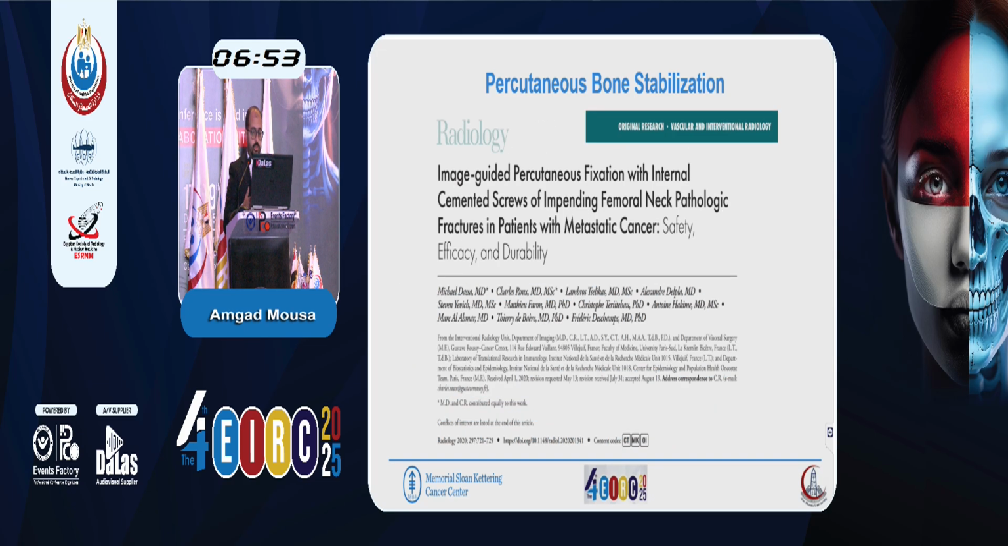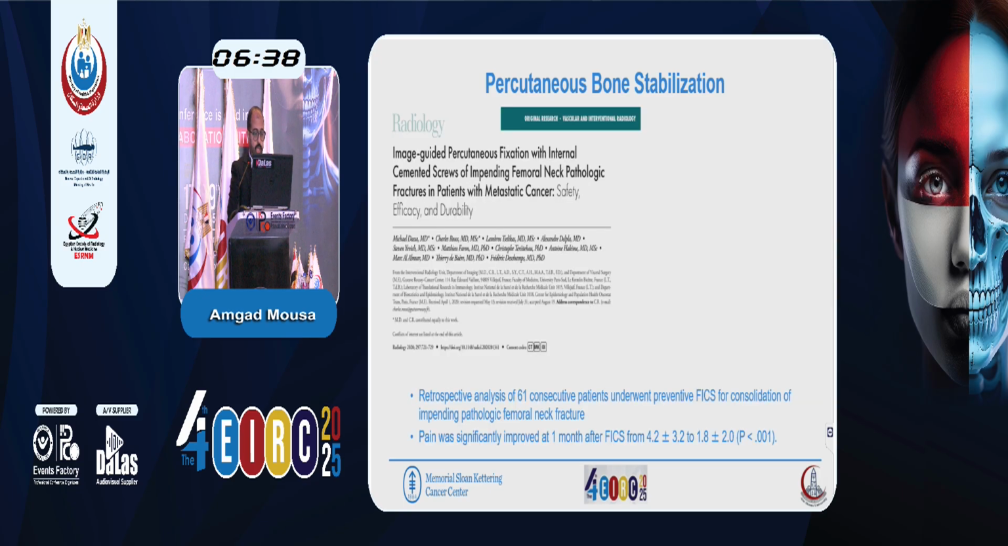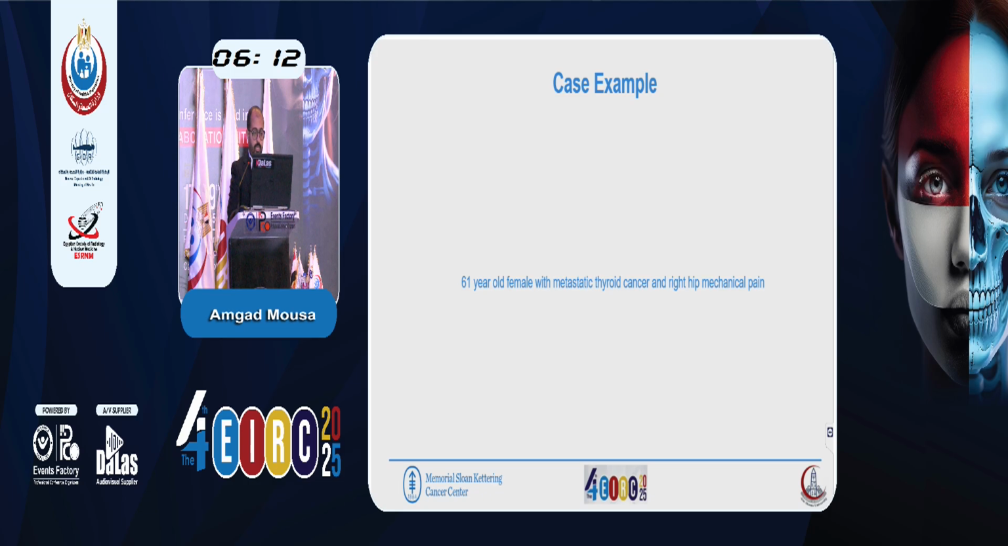Then they started to expand on this. Now that we know how the forces on the pelvis work, we can expand it to other areas in the body, such as impending femoral neck pathological fractures, such as in patients with metastatic cancer, from the same group in France, where they looked at 61 consecutive patients who had fractures in the femoral neck or impending pathological fractures in the femoral neck, and they aimed to consolidate and prevent these pathological femoral neck fractures. They saw that pain was significantly improved at 1 month after fix from 4.2 to 1.8. That's the main objective of these procedures, is to alleviate the pain and consolidate the bone, as we said.